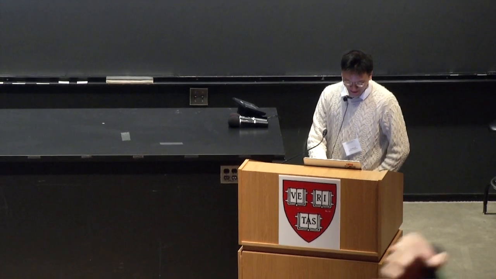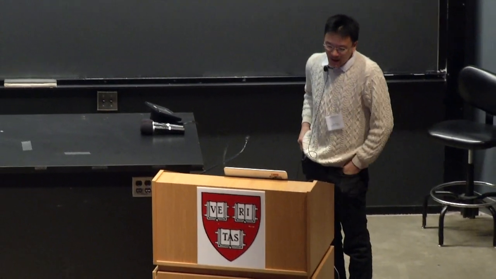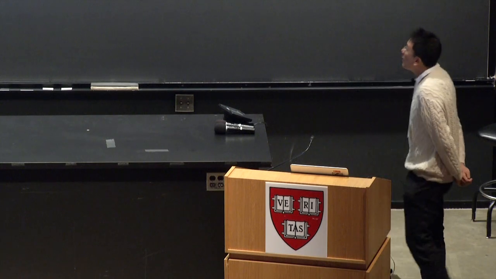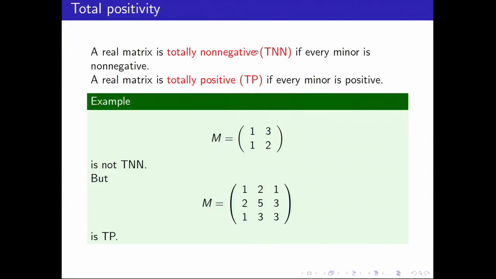But okay. So the two talks I want to give are tied together by the subject of total positivity. A real matrix is totally non-negative if every minor is non-negative. A real matrix is totally positive if every minor is positive. So in this example, this 2x2 matrix is not totally non-negative and it's not totally positive. All the entries are positive, but the determinant of this matrix is negative. But this 3x3 matrix is totally positive.